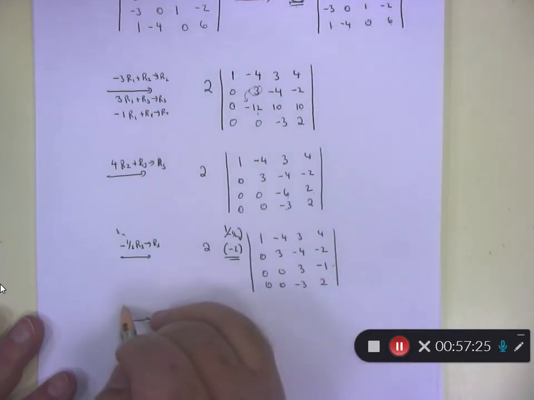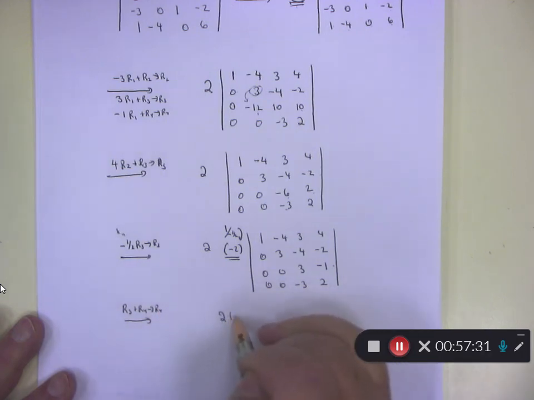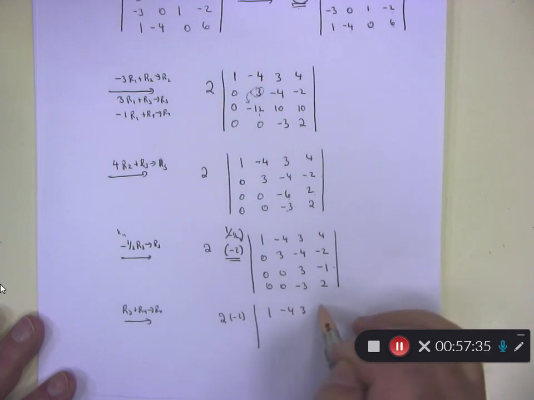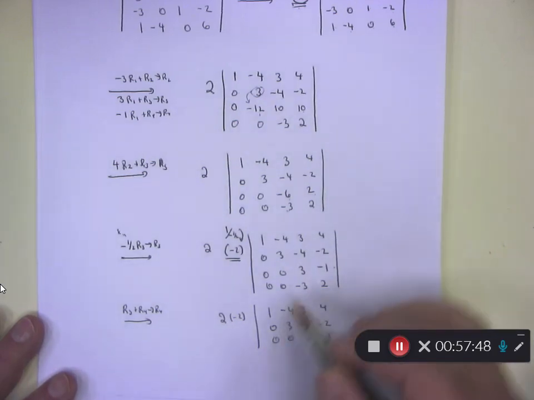Sweep down. How about row 3, add it to row 4, replace row 4. This will give you 2 times -2 times 1, -4, 3, 4, 0, 3, -4, -2, 0, 0, 3, -1. Now, sweep down. Just add them together.